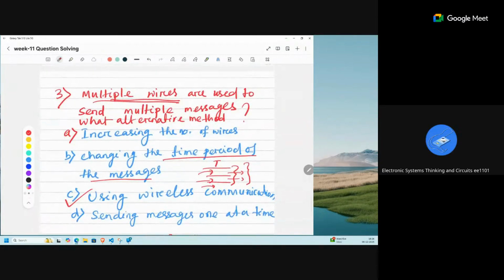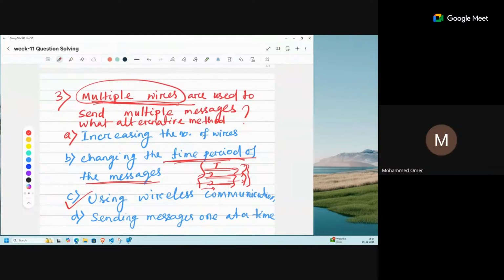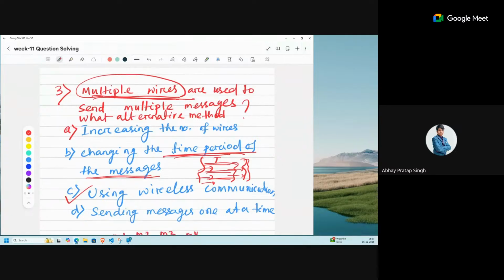Changing the time period of the message is only possible whenever you are going for the wireless channel. If it is a wired channel, then multiple wires will be there, obviously, right? But the question is how to remove these multiple wires for sending the multiple messages. Is it clear? Can you answer? Is it clear or not? Ma'am, clear. These people are sending ticks, they're not answering.